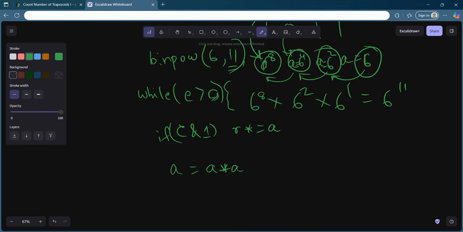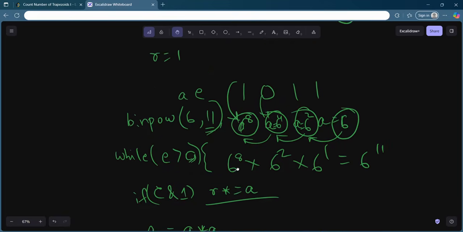It means that from 6 it will go to 6 square, then it will go to 6 power 4, then it will go to 6 power 8. Every time you see a is becoming a into a. That is what you do irrespective of anything, and at the end you also right shift your e by one unit. And at the end you can simply return your r, and you can perform the modulo over here.